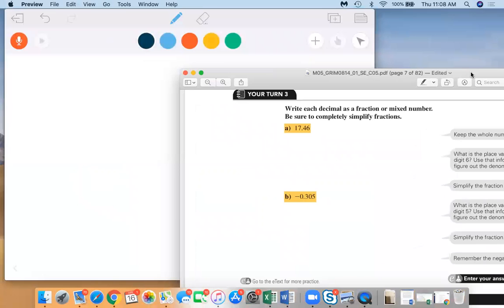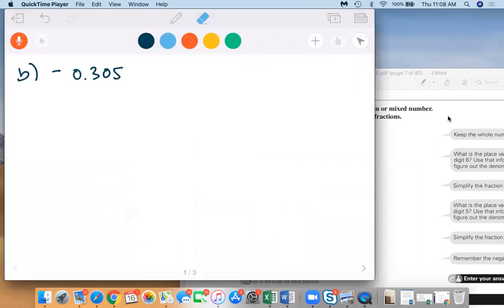Let me do that. Okay, so we have part B is negative 0, so they did put 0 there. Negative 0.305. So make sure you do that when you're entering your numbers into MyLab. It looks like it's going to require that 0 in front. So if it's a negative, make sure you write negative 0 point. Okay. So negative 0.305. To start that, we don't have any whole number part, but we do have a negative, and we have 305 over tenths, hundredths, thousandths, so 1,000. Again, to double check, we have 1, 2, 3, 1, 2, 3.